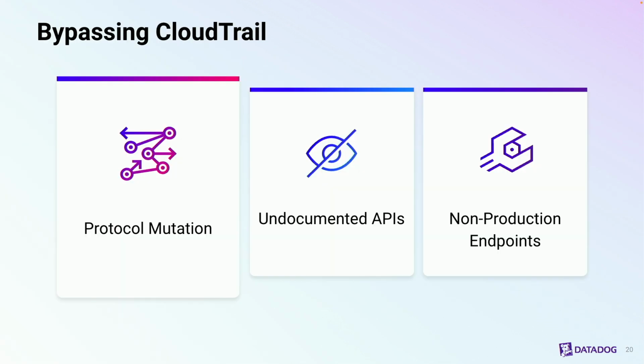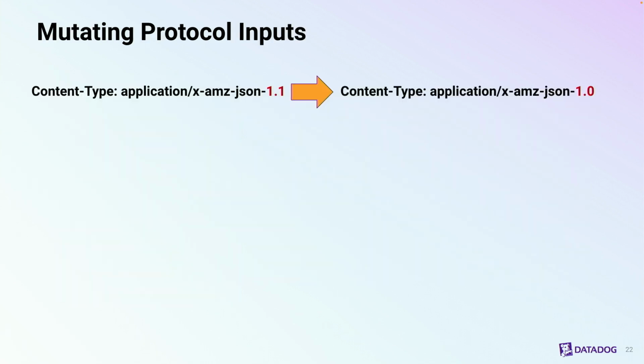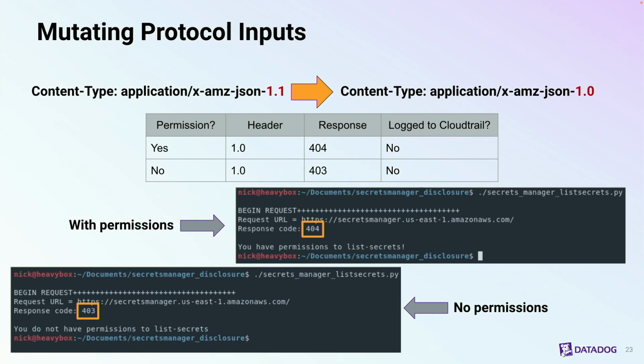If there are these really well-defined structures and formats for how API requests should look, what happens if we start mutating our requests or sending formats in an odd way? Interesting thing about that JSON one, if you sent at the time a 1.0 header to a 1.1 API, you would get back different HTTP response codes depending on if you did or did not have sufficient permissions to invoke that action.